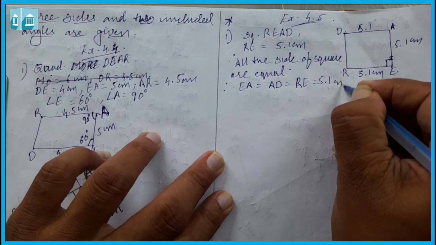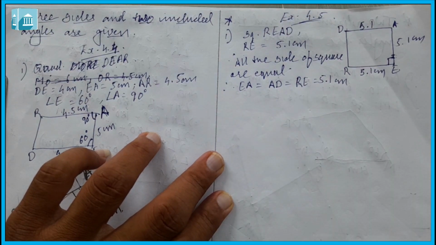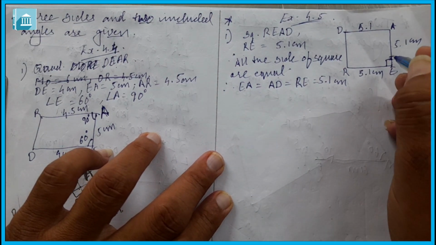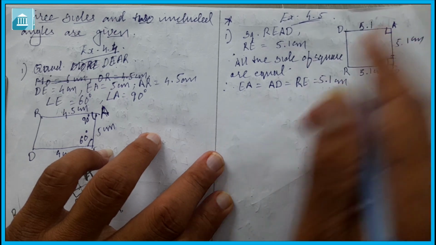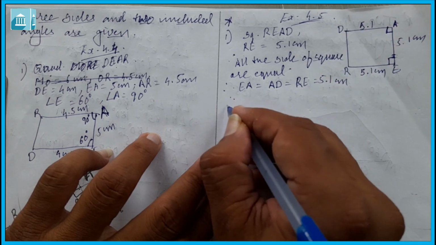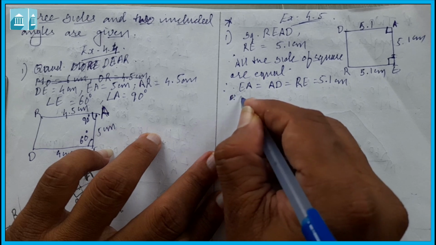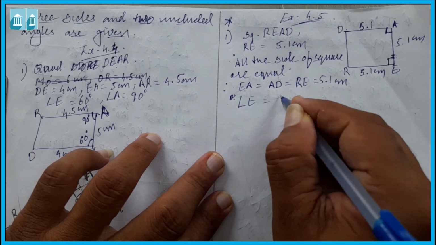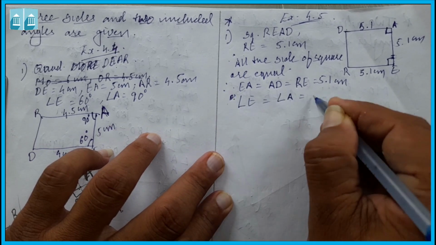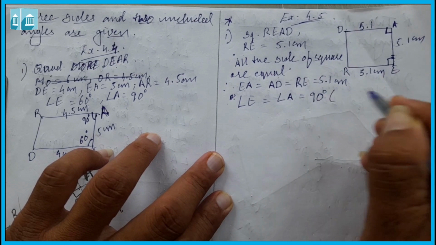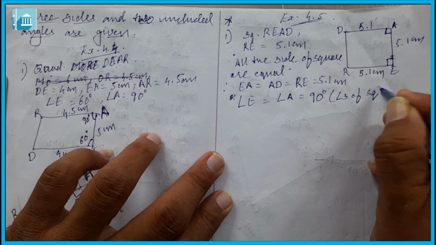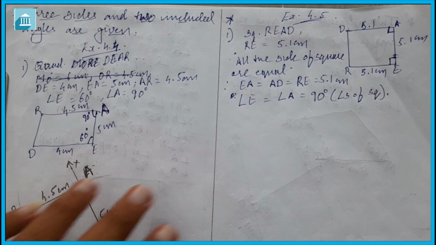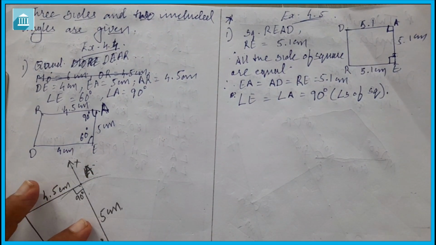Now we have read that we need 3 sides and 2 angles, then we can draw. And if it is a square, then therefore we can say angle E is equal to angle A is equal to 90 degrees. Why? Because they are angles of a square. We know that the angle of a square is always 90 degrees.